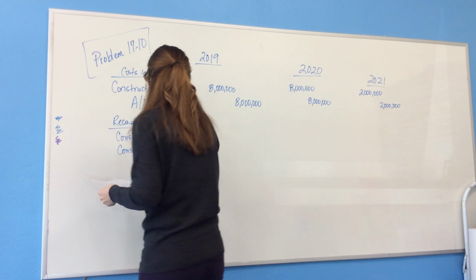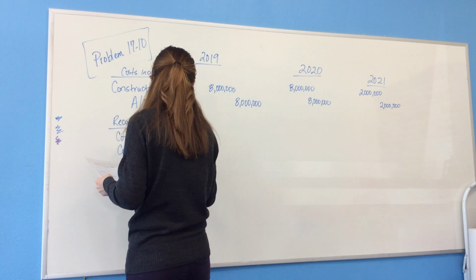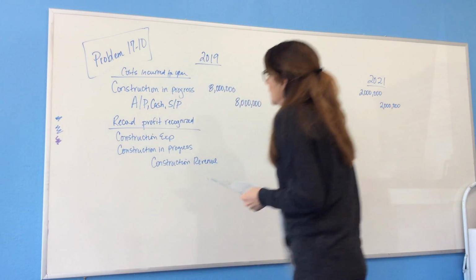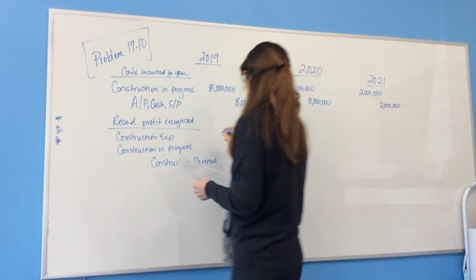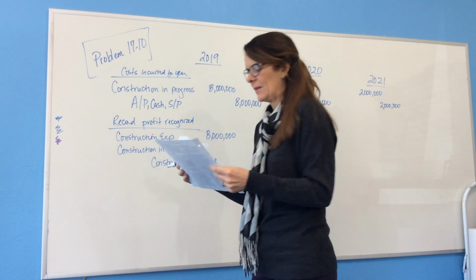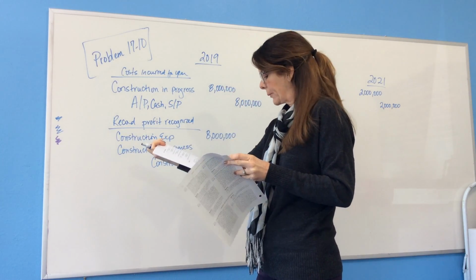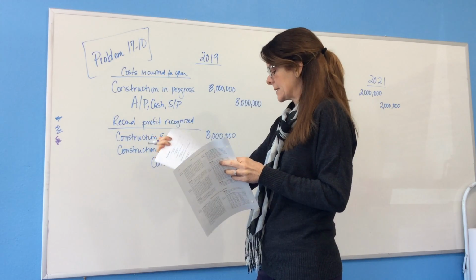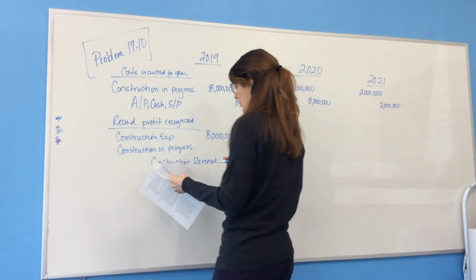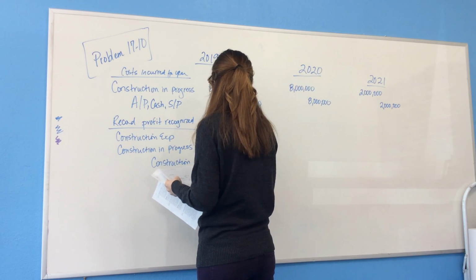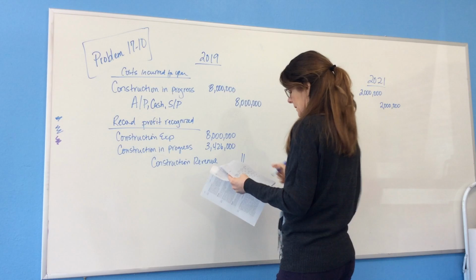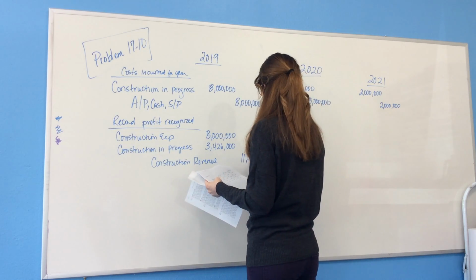And then my credit is going to be, of course, my revenue. So construction revenue. Okay, so my construction expense is going to be $8 million. My construction in progress is going to be the amount that we computed previously for my recognized amount, the amount of income that I recognize. That's going to be that $3,426,000. And then, of course, we add this up, and our construction revenue for 2019 is going to be $11,426,000.